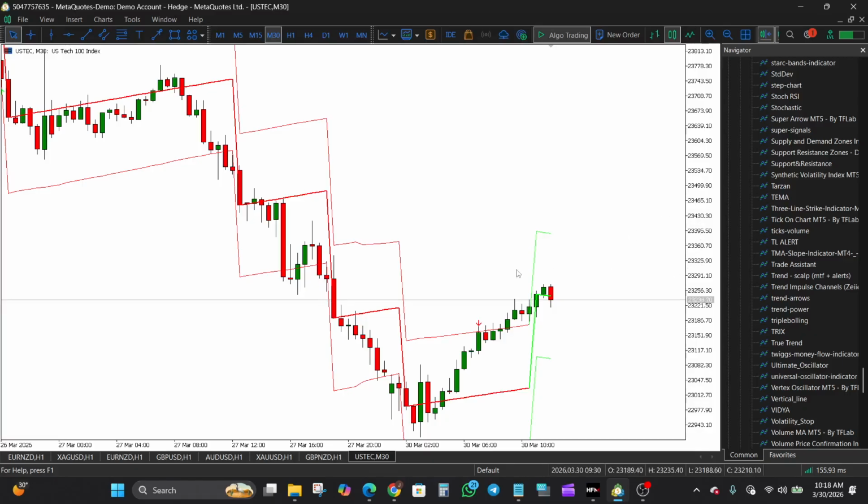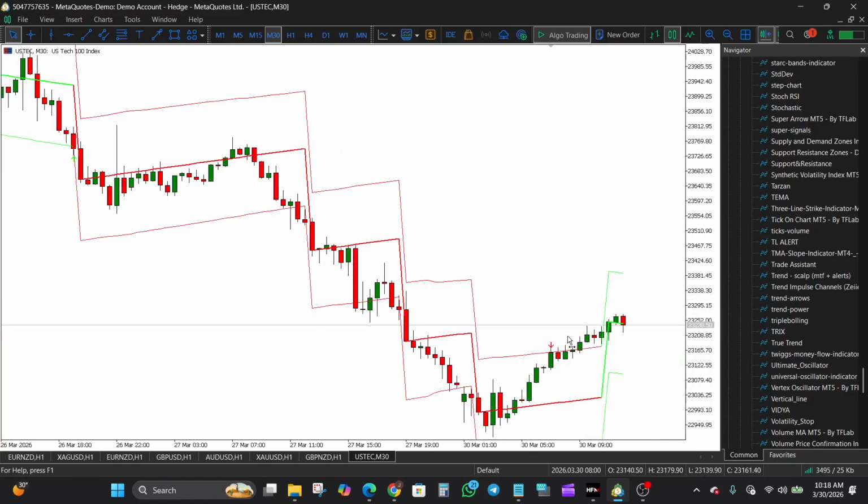So you will notice that when the trend is bearish, the indicator lines, or rather the dynamic price channels, are going to be red in color. The lines for the channels will be red in color when the trend is bearish.